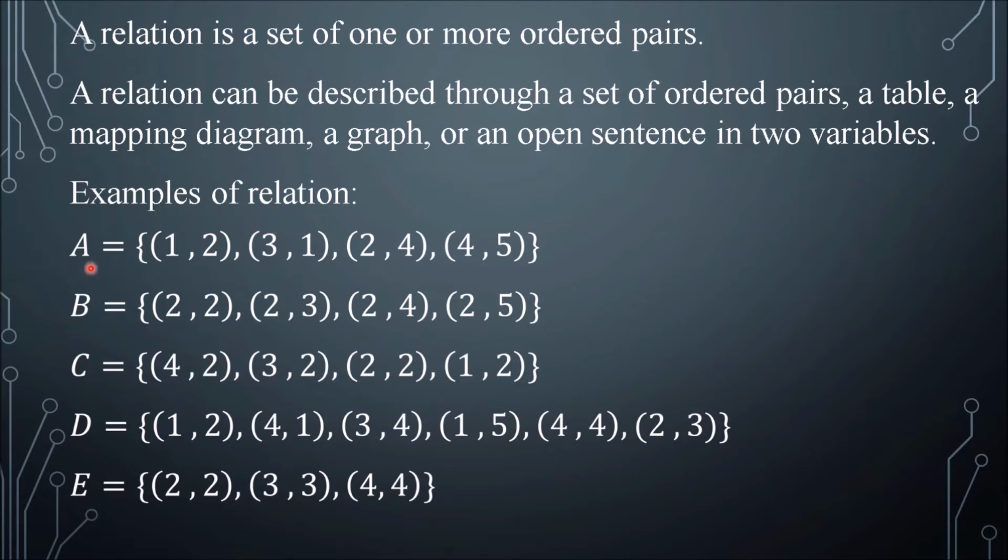Because a relation is a set, we name a set by a capital letter. So A is equal to that one. These are the elements of the set, which are ordered pairs. So those are examples of relation. The elements are ordered pairs.